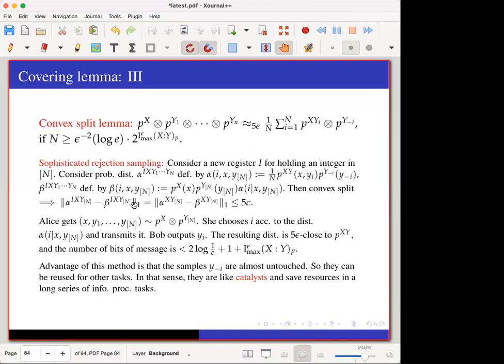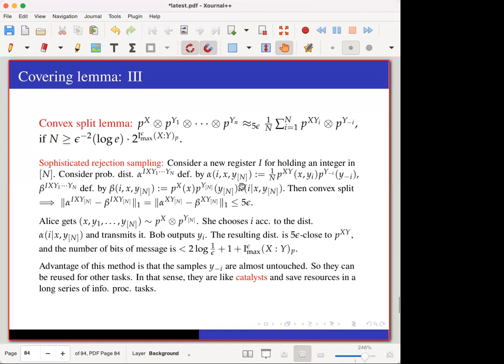Before we try to prove convex split, let us finish the circle. I was saying that convex split is like a sophisticated rejection sampling. So let's see why that is the case. Now let us say I know the statement of convex split as a black box. So here is how I can do a sophisticated rejection sampling. Consider a new register I, the index register, so it can hold any integer from 1 to n. Now let me define a probability distribution alpha on the registers I, x, and y1 to yn, which is defined as follows. The notation y subscript in square brackets n means the tuple y1, y2 up to yn.